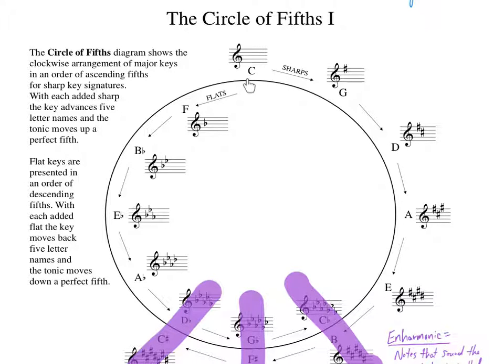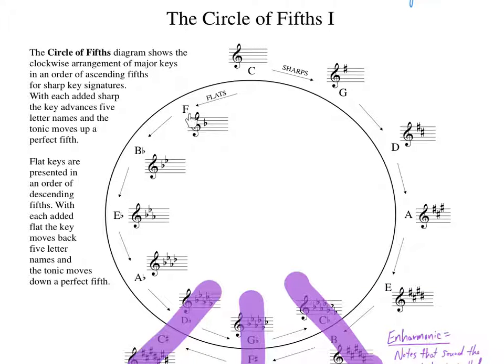So we have C, B, A, G, F. C to F going down is 5 notes away. We add 1 flat to make it sound the same. So if we were to play F major scale and try to make it sound the same as C major scale, but with a new tonic, in this case called F, we would have to play F, G, A, B flat, C, D, E, and F. And it would sound the same.